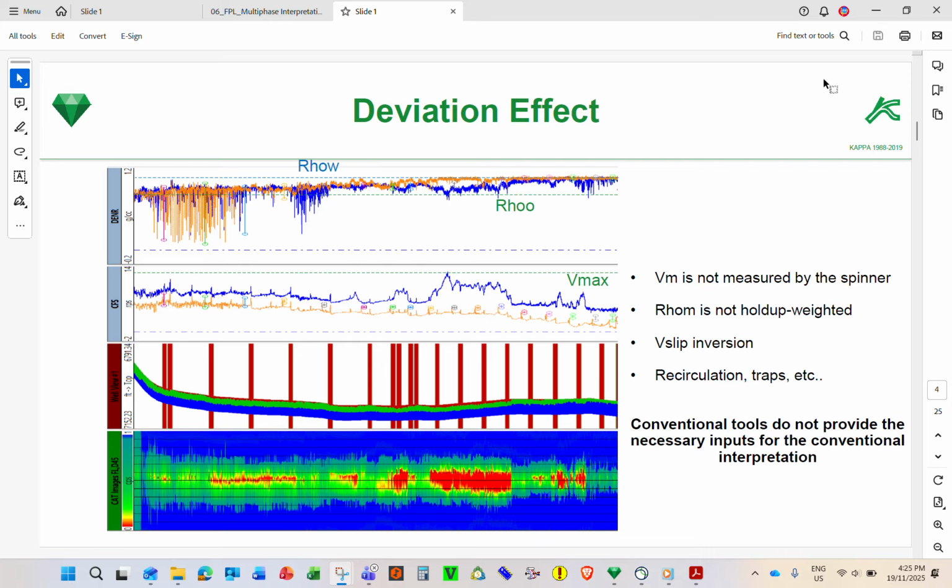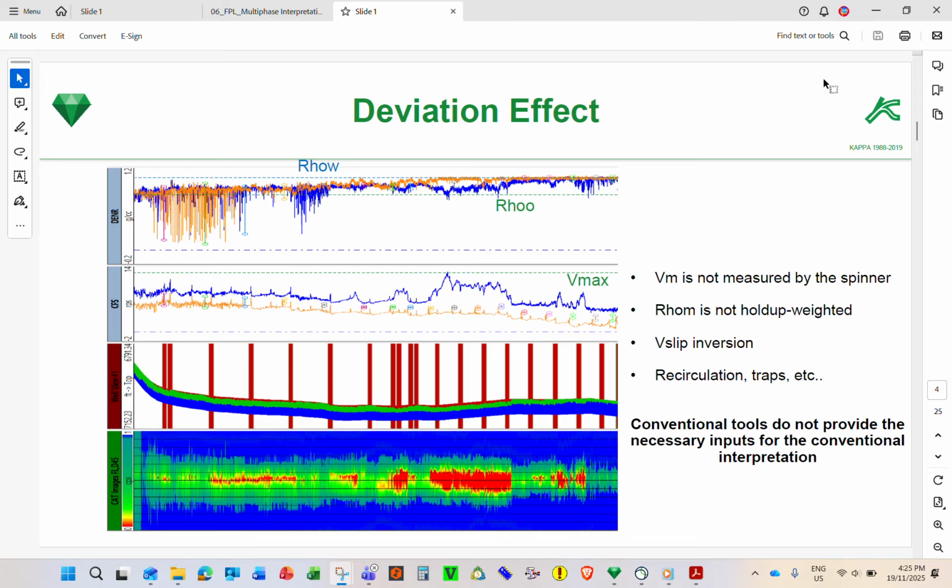So that's why you have some limitation. It's just to show the limitation. So VM is not measured by the spinner, because it's not correct. It's not the mixture. Maybe heavy phase only, maybe the middle phase. Raw mixture is the center tool, right? So it's either in the water or in oil, it cannot be the cause. It's in the center.